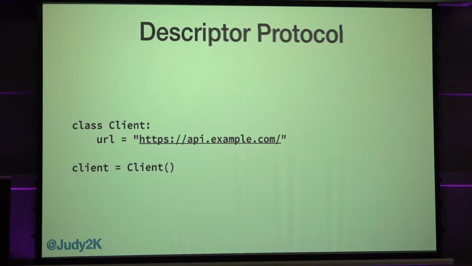So just to give you a worked example, it's a little bit silly, but here we have a class, and we have a class attribute called URL.